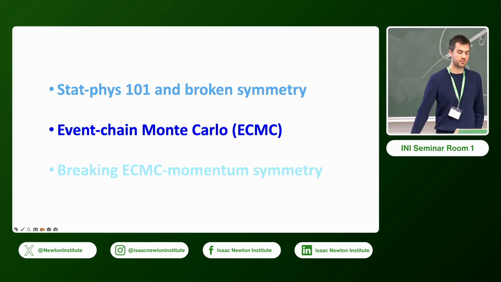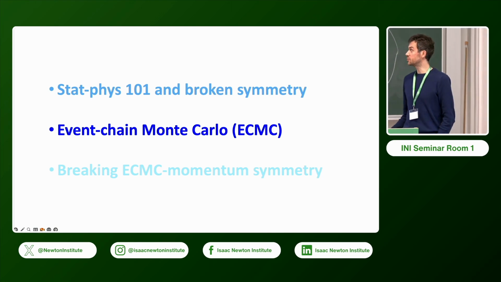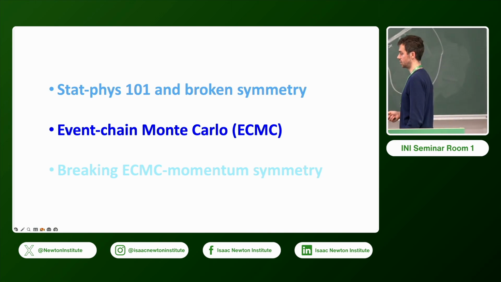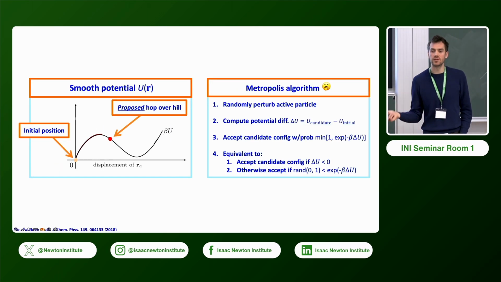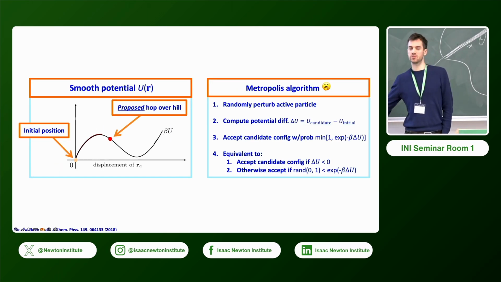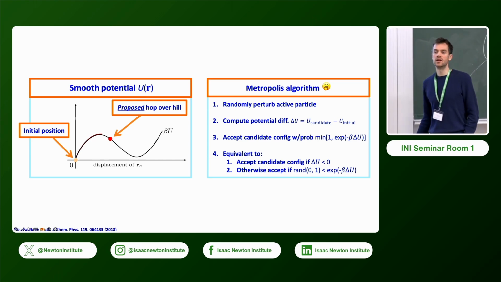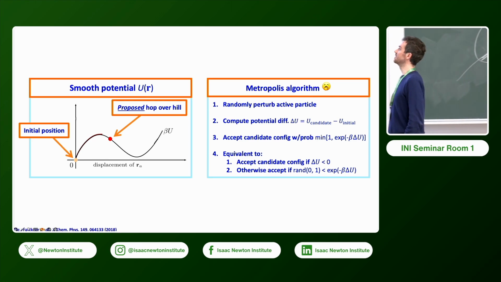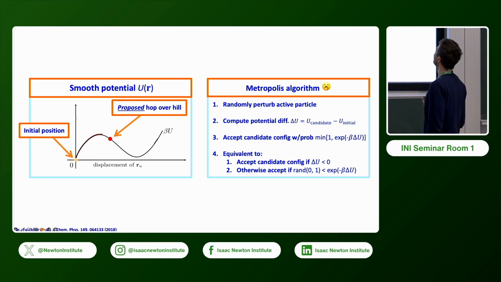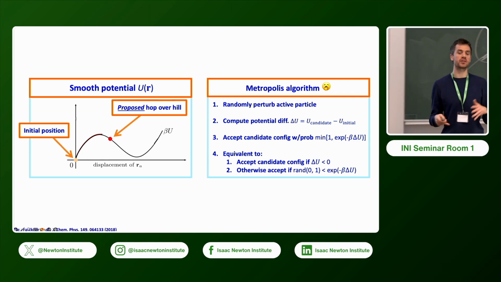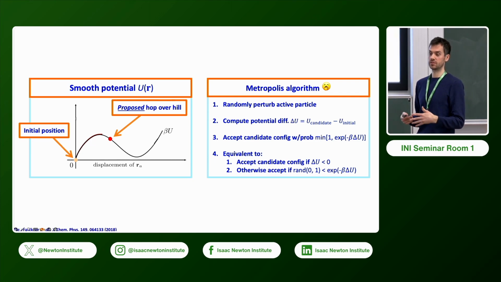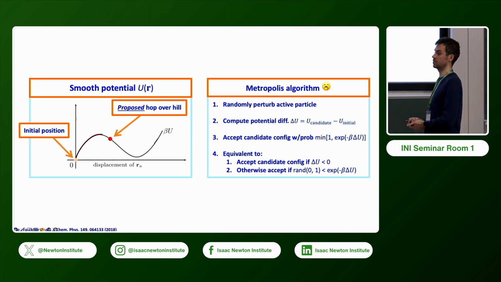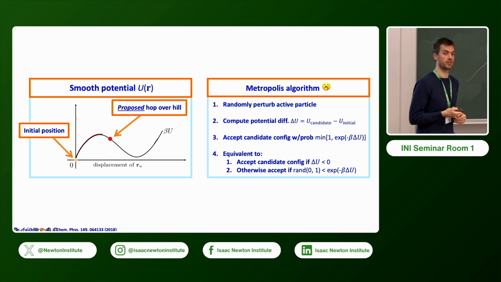Okay, so that was Statistical Physics 101, broken symmetry. I'm going to talk about event chain Monte Carlo for smooth target potentials. How many people have seen lots of talks about event chain Monte Carlo, PDMPs? Never. Okay, because some people won't have done, I'm going to start with the Metropolis algorithm for some simple smooth two-particle potential, and then build up to the event chain Monte Carlo from there.